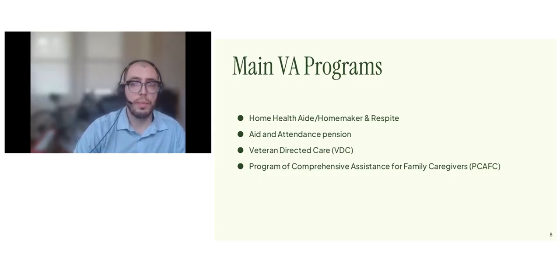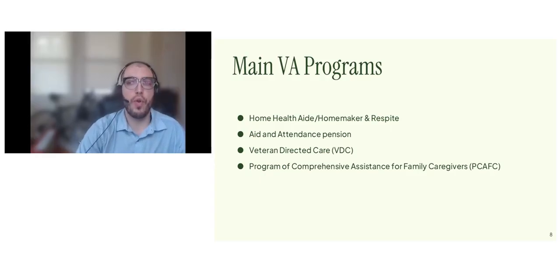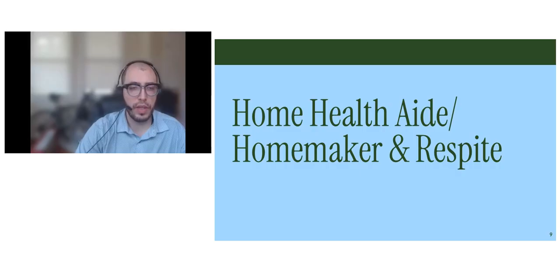So the 4 main programs that exist for VA home care would be the Homemaker and Home Health Aide program, the Aid and Attendance Pension, Veteran-Directed Care, and lastly, the Program of Comprehensive Assistance for Family Caregivers. So let's go ahead and jump to it, starting with the Homemaker and Home Health Aide and Respite program.